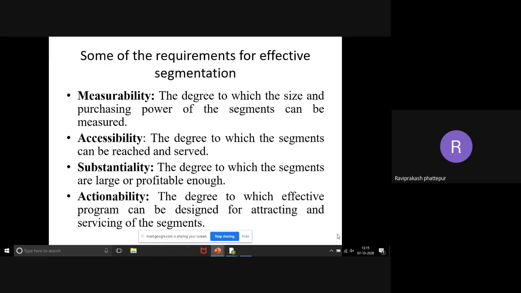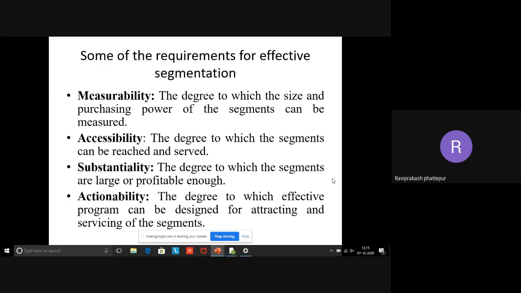Third one, sustainability, the degree to which the segments are large or profitable enough. So sustainability, every time why we compare ourselves with the previous year's performance, because whether we are moving upward, downward, whether we are sustaining in the market, what is the problem to find out that. Now presently, if that particular segment looks very attractive, you are going there, but whether in that particular segment you can sustain or not for a longer period of time. For the time being, you are getting profits, you are managing everything well and good.